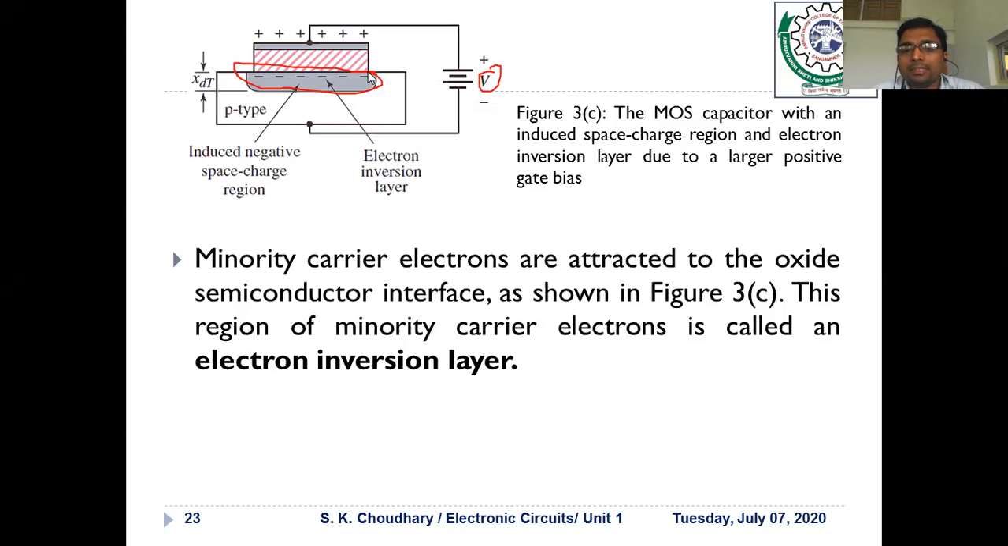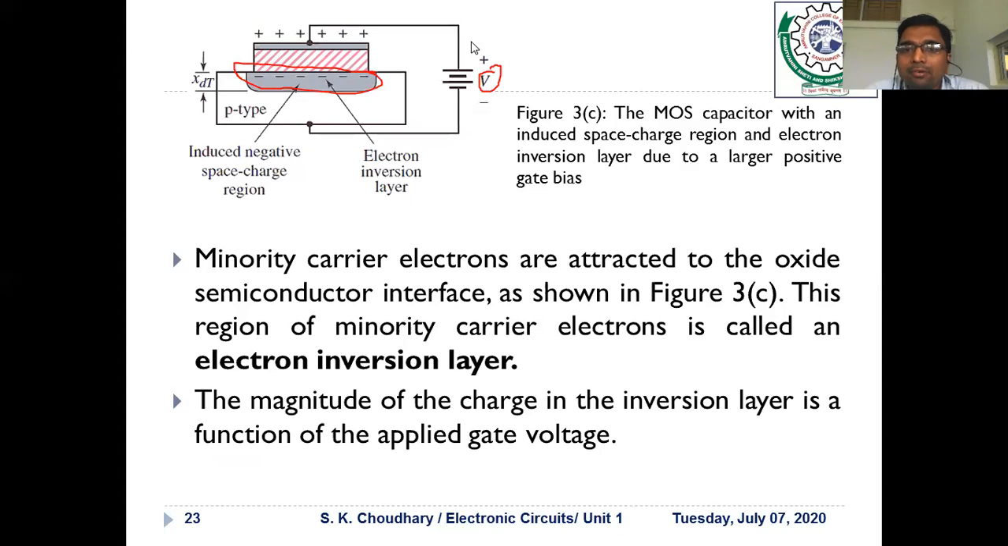And the magnitude of the charge in the inversion layer is a function of the applied gate voltage. As the voltage increases, a larger amount of minority charge carriers is attracted towards the interface of the oxide and the p-type semiconductor, and due to that, an electron inversion layer is created. This region is susceptible to the flow of electric current, so it allows the flow of electric current.